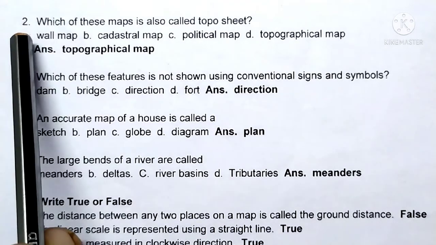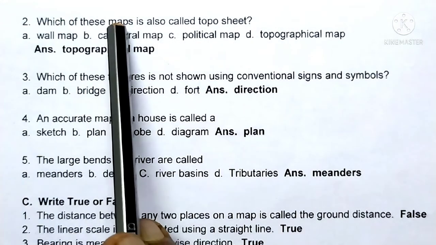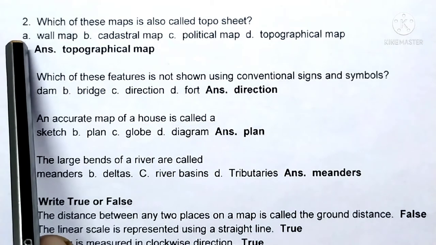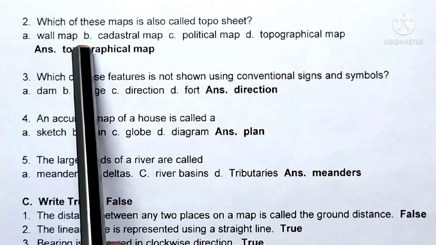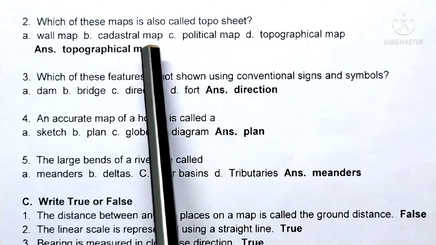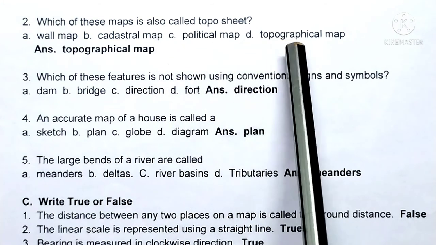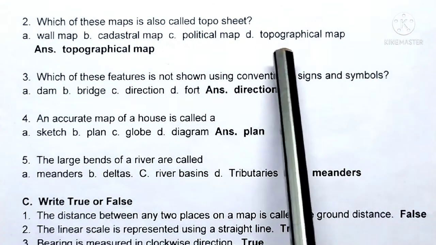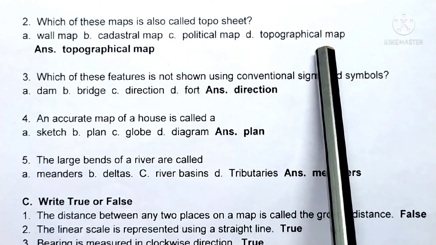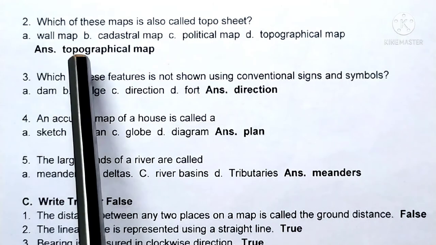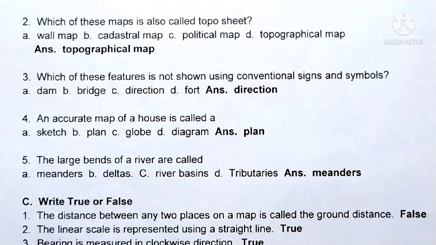Question number 2. Which of these maps is also called topo sheet? A. Wall map. B. Cadastral map. C. Political map. D. Topographical map. In these, the topographical map is also called as topo sheet. So answer is topographical map.